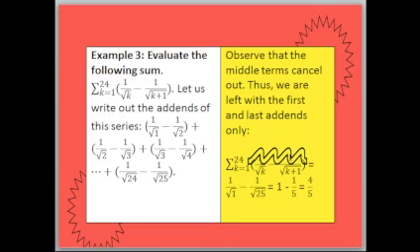Observe that the middle terms cancel out because it's minus. So thus, we are left with the first and last addends only. So we can have 1 over square root of 1 minus 1 over square root of 25. As we know, the square root of 1 is 1. So 1 divided by 1 is also 1. Minus 1/5. Why 1/5? Because the square root of 25 is 5. And if we subtract it, 1 minus 1/5 equals 4/5.